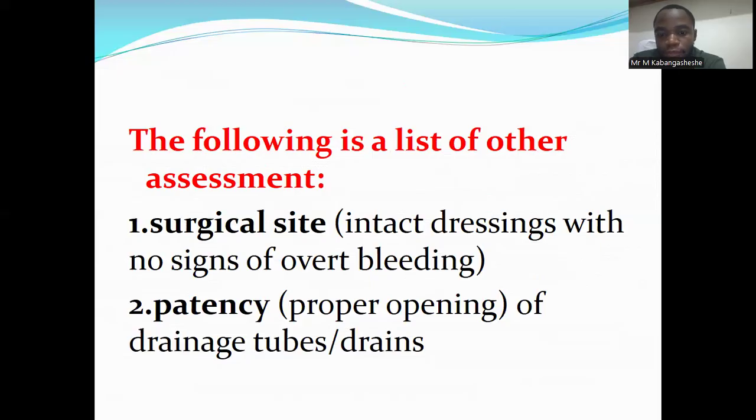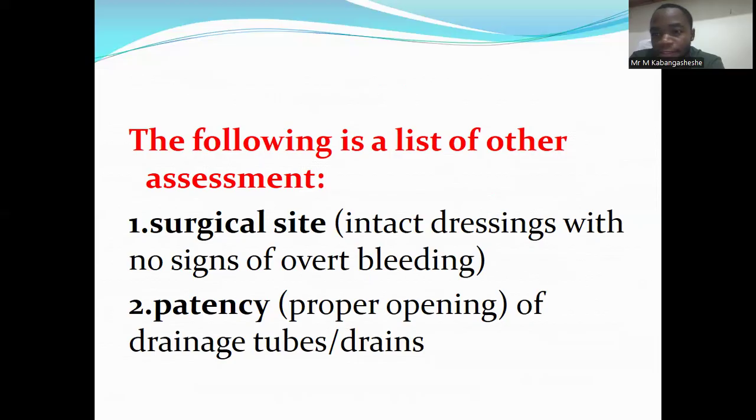Of course, you're not going to remove the dressing, but inspect, observe, and see if at all there's any active bleeding. Is blood oozing? Is the dressing getting more wet with blood? Patency, we're looking at, is this patient having any tubes?